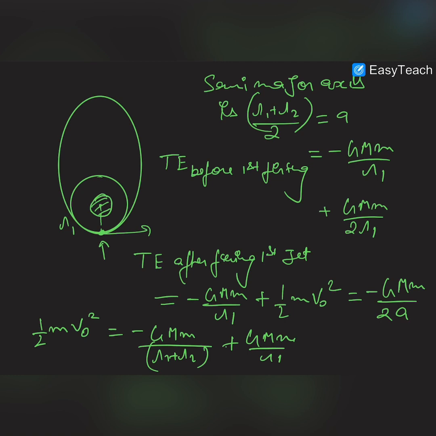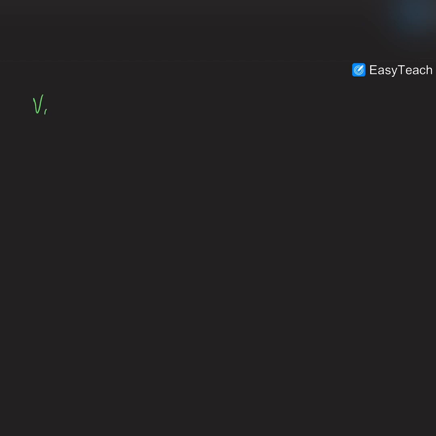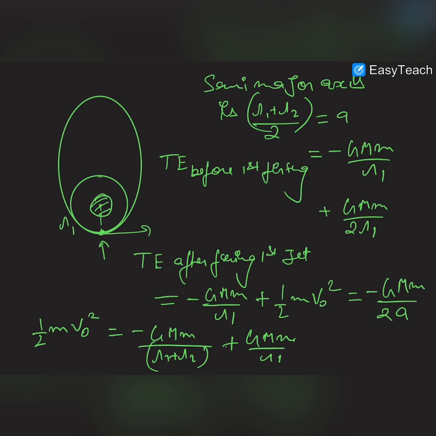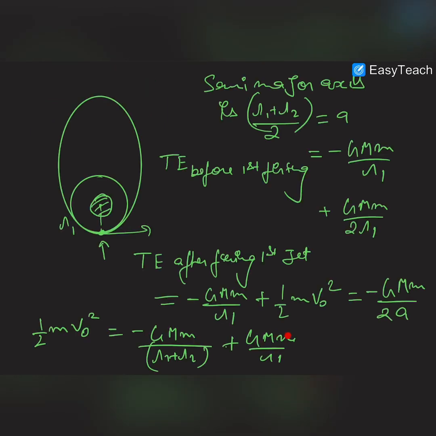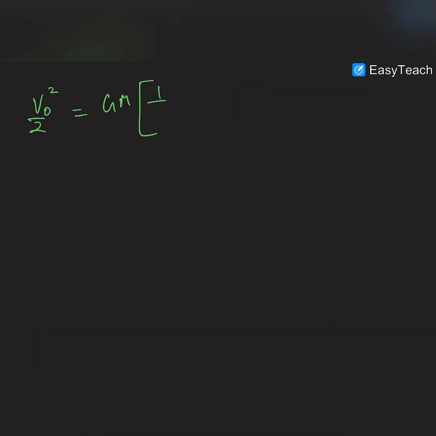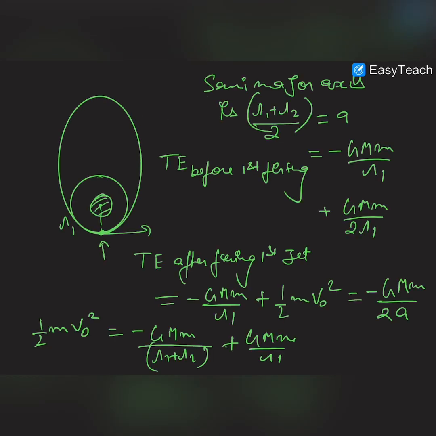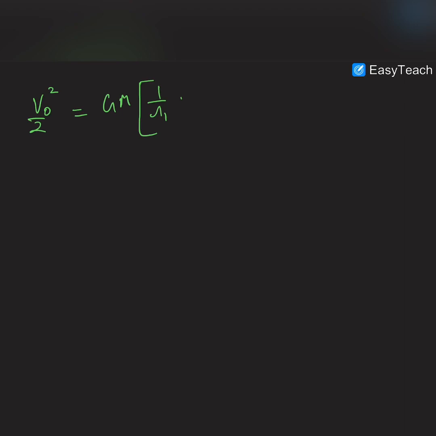So cancelling m with m, v0 square by 2 is equal to, what I've done, I've placed this value of a in this equation. So 2 is cancelled out, and I'm taking G M common, and m is cancelled obviously. Taking out G M common, we can see that it would be 1 upon r1, this is 1 upon r1, and this is 1 upon r1 plus r2.